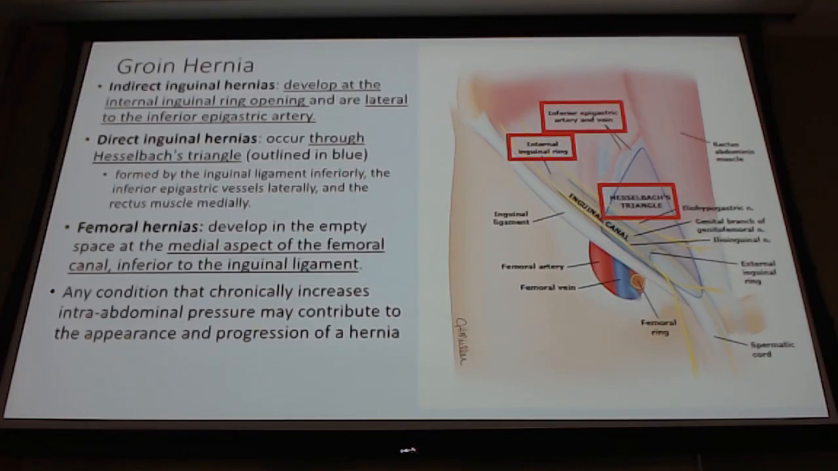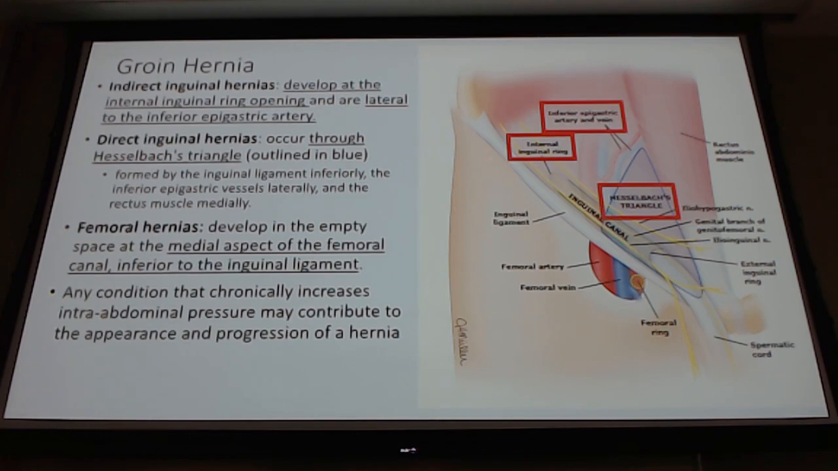Okay? All right. Going through the groin hernias. There's 3 different ones. There's 2 inguinal hernias and 1 femoral. Okay? Indirect and direct are a little hard to remember. But basically, think of it kind of backwards.